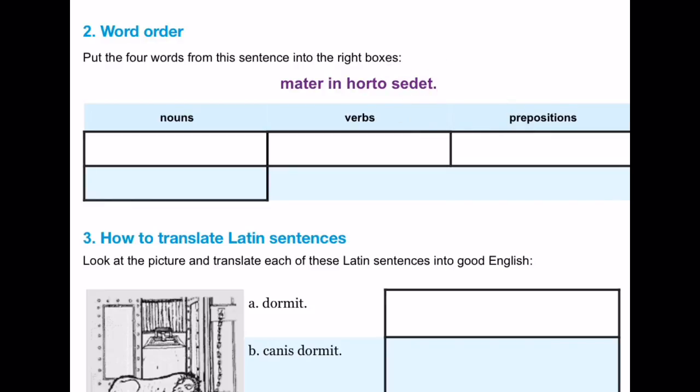So let's write in some answers. So mater and hortus are our nouns, sedet is a verb, and in is a preposition. In your test the words might be different here, so you can't just memorise the answers to this one, but the principles I think should be clear.